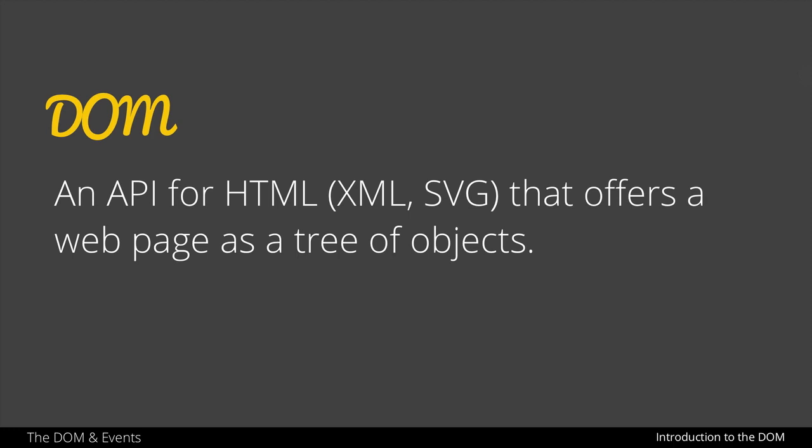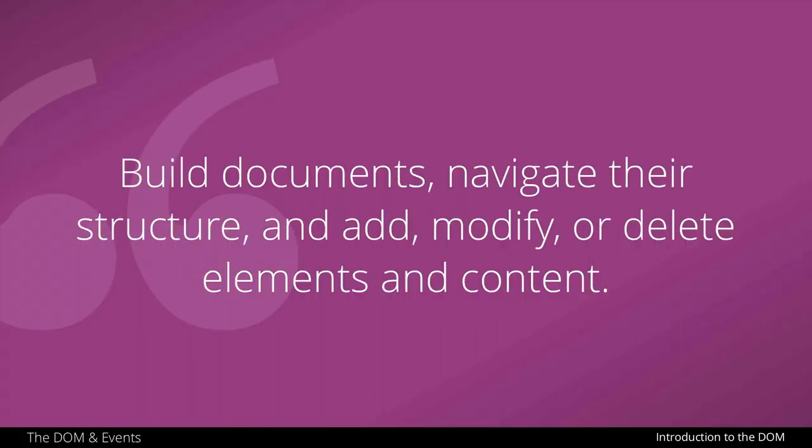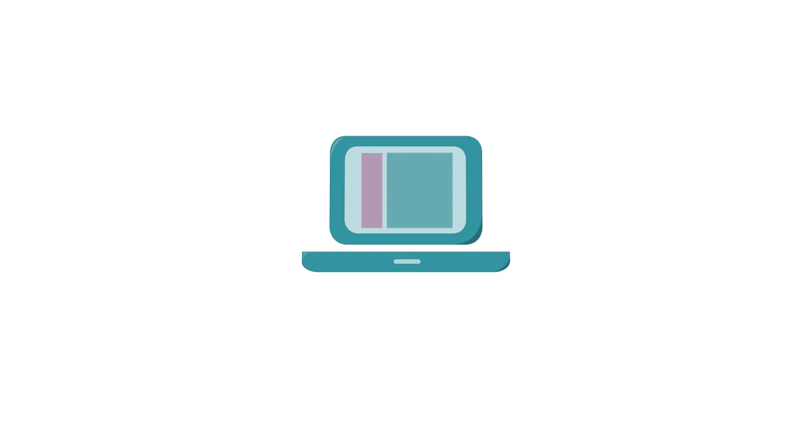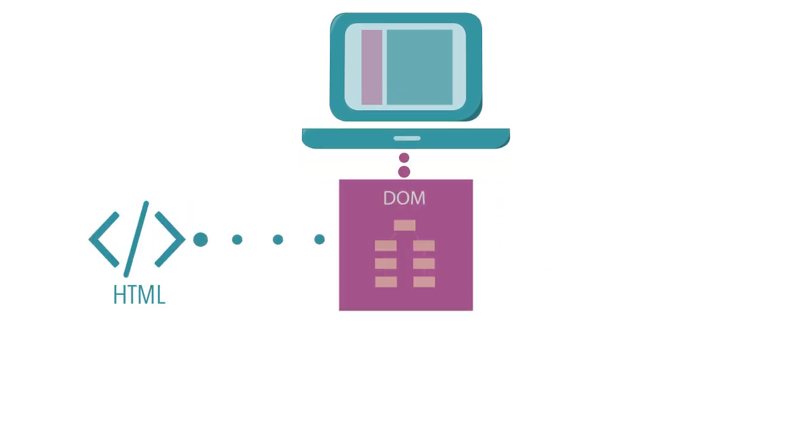As the W3C specs put it, with the DOM, programmers can build documents, navigate their structure, and add, modify, or delete elements and content. Web browsers use DOM specifications to determine how to display web pages. For example, when we load a web page in the browser, what happens behind the scenes is that the browser is taking the HTML sent from the server and converting it into the DOM. Then, any JavaScript we write will interact with the DOM as an API for the HTML.